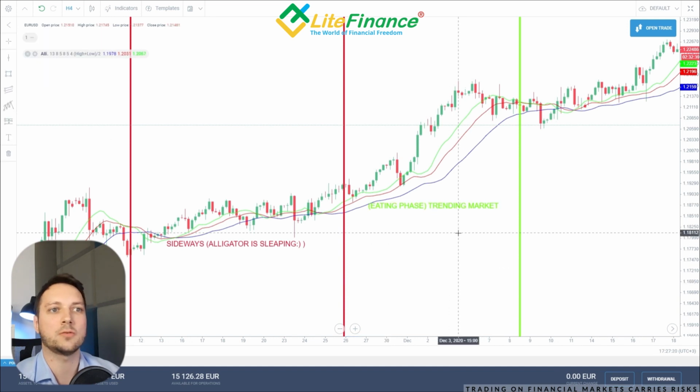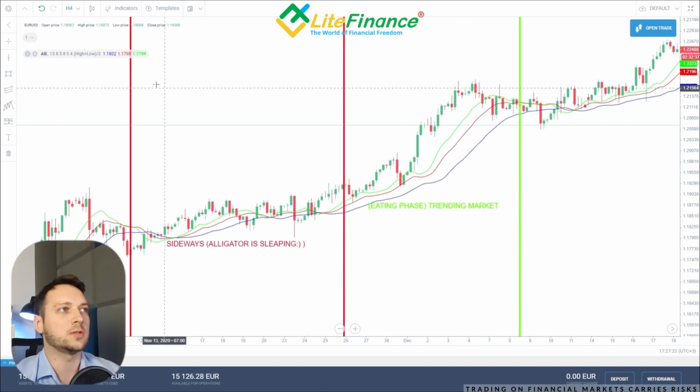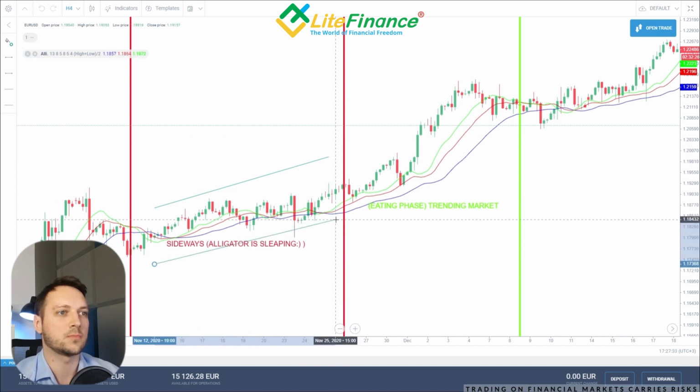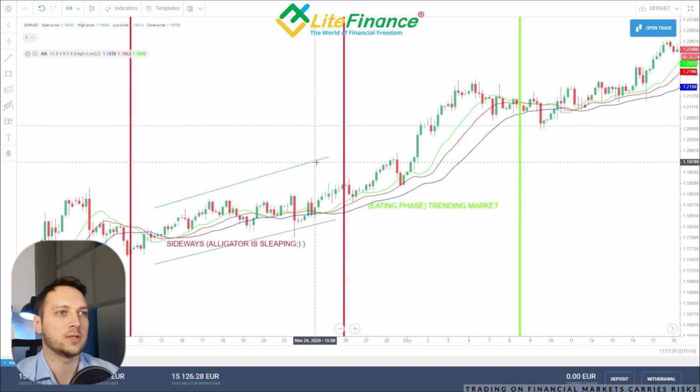Why is it not color? Okay, so right here we have, describe the situation. So we have here the sideways move, more or less.